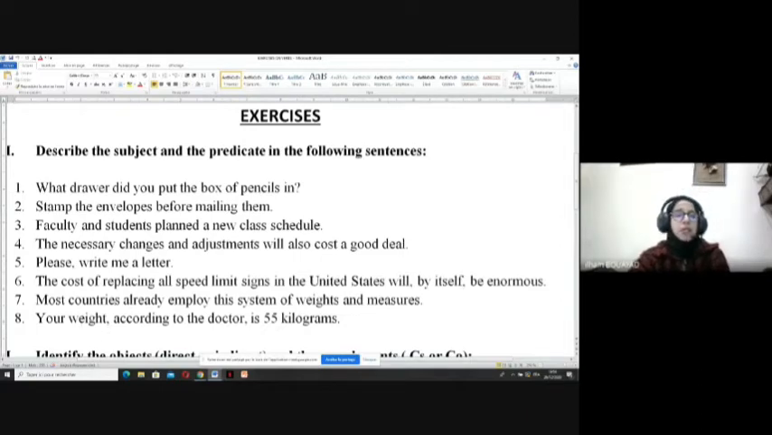So what's the assignment here? We have to describe the subject and the predicate in the following sentences. As we said before, the sentence has two parts, the subject and the predicate. Do the first one. Yes, you can raise your hands and then I will choose. Yes, Aziz Rashid.